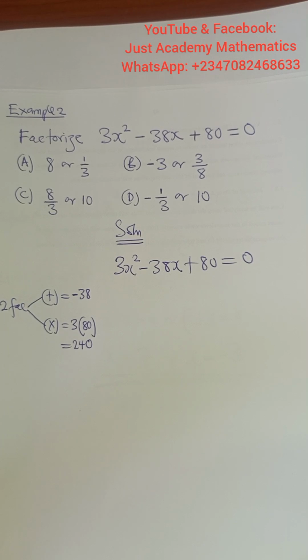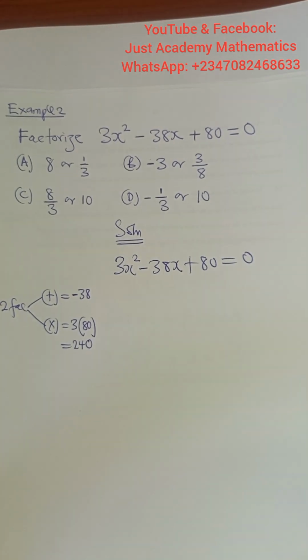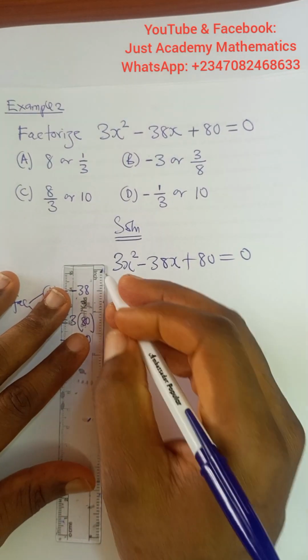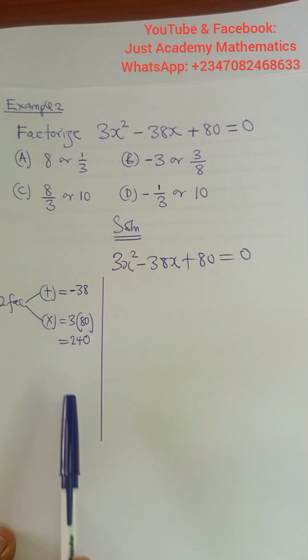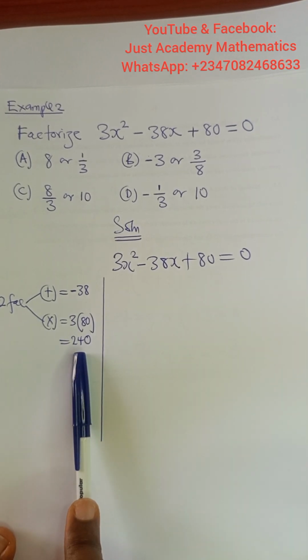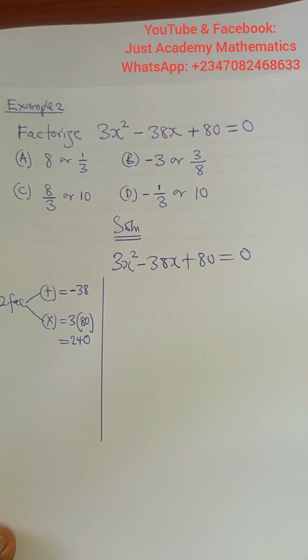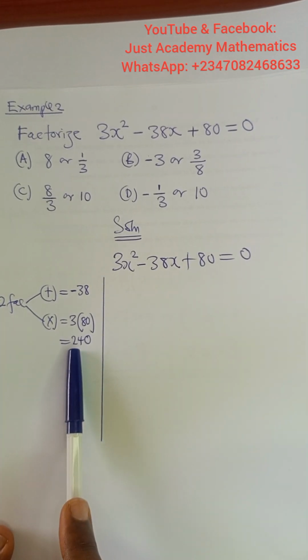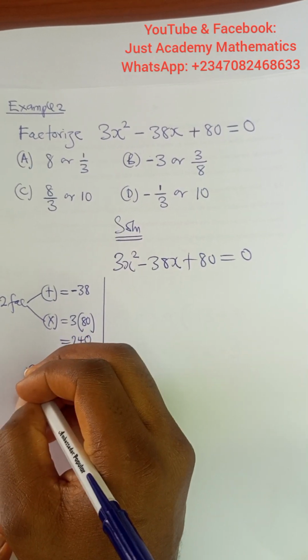So we are now going to look for two numbers that will add to give us minus 38 and multiply to give us 240. The work again is how to know these two numbers. How do we know these two numbers? I told you before that you can go and list the factors of the one you multiply. But 240 is a large number. To list the factors of 240, you are likely to miss out some. You are likely to make a mistake. So what is the alternative since 240 is a large number? This 240 here, express it as a product of its prime factors.